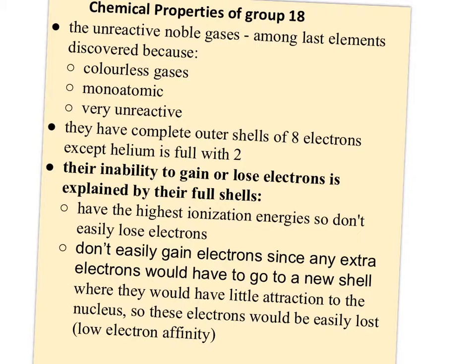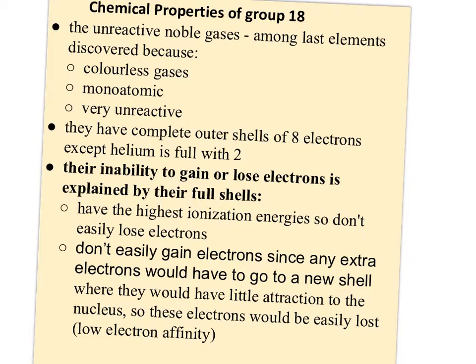So group 18 is really the first one to look at because the unreactive noble gases tell us a few things by their non-reactivity. They were among the last elements discovered because they're colorless gases, they're monoatomic, and they're very unreactive, so who knew they were there? They have complete outer shells of 8 electrons, with the exception being helium, which has only the 1 energy level, so it's full at 2. And their inability to gain or lose electrons is explained by their full shells.